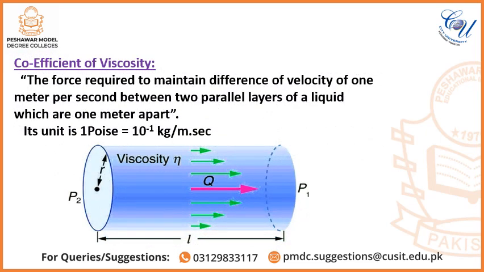Now, coefficient of viscosity. Dear students, the force required to maintain a difference of velocity of 1 meter per second between two parallel layers of a liquid which are 1 meter apart is called coefficient of viscosity. Dear students, the unit of coefficient of viscosity is poise, where 1 poise is equal to 0.1 kilogram per meter per second.